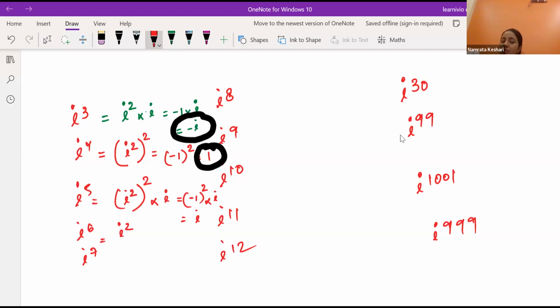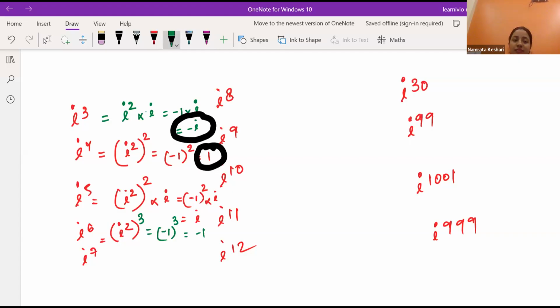i to the power 6 you have, so i square to the power what, Maryam? i square to the power what can be taken for i to the power 6? 3. Yes. And we are able to adjust the power. Now i square is -1. -1 to the power 3 will be what? -1. Is it clear? Yes, miss.